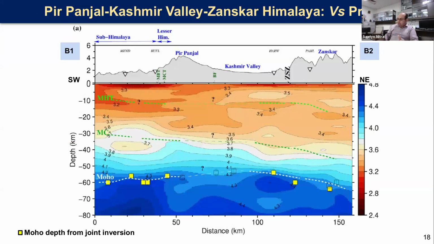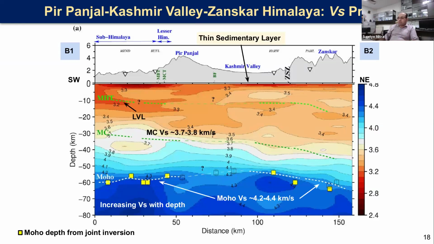Now, if you look at the shear wave velocity structure, again overlay plotting the MHT and the MOHO on top of it, this is what you see: the MHT is marked by a low velocity layer. You have very little sediment underneath the piggyback basin, which is the Kashmir Basin, and your MOHO has a Vs of about 4.2 to 4.4 kilometers per second.